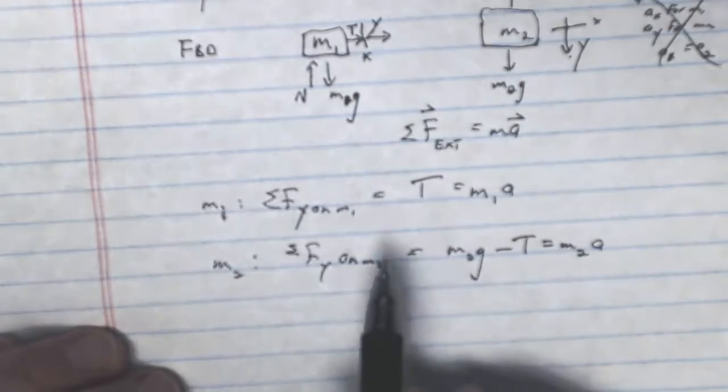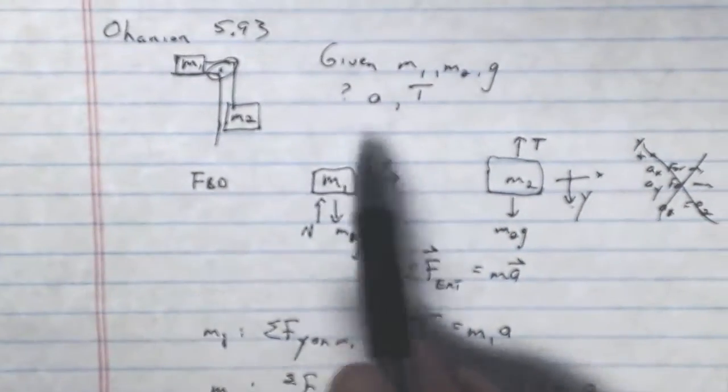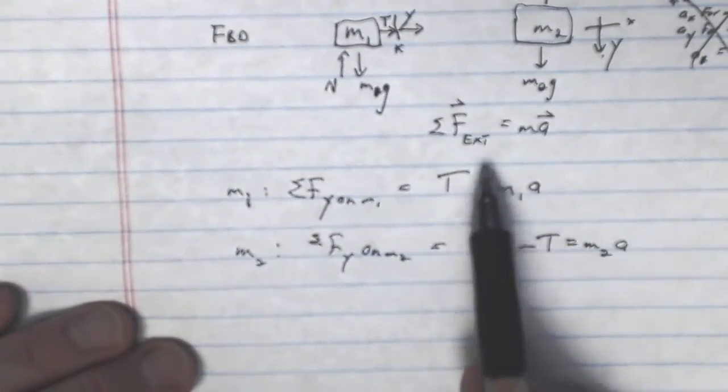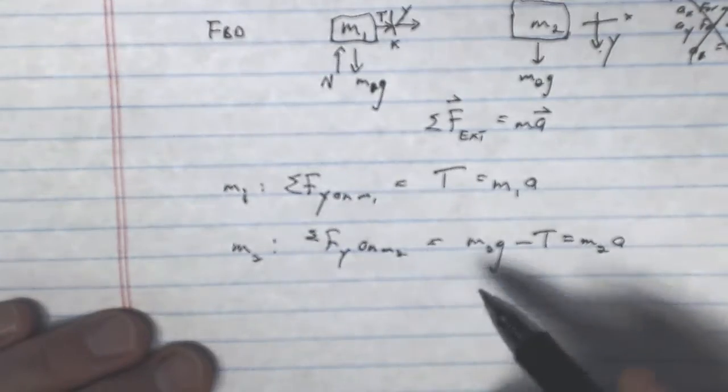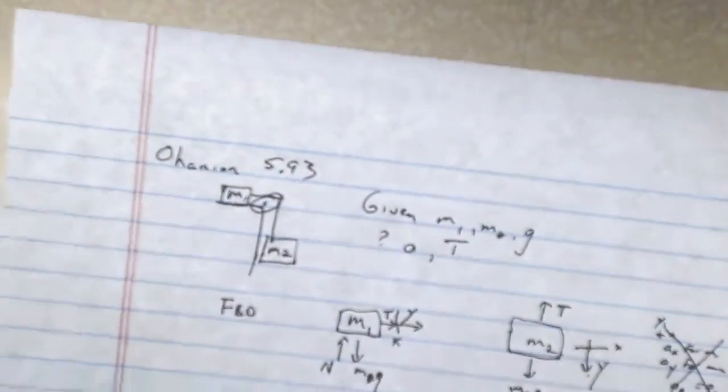Okay, so now we've done much of the physics. We've examined the problem, set it up with the free body diagrams, and decided what physics concept to use, which is Newton's second law. Now we put on our math hat and say, well, how do we solve for the acceleration and the tension?